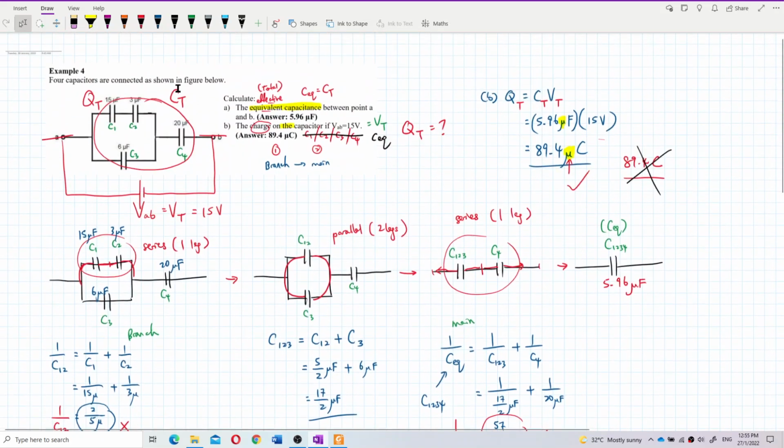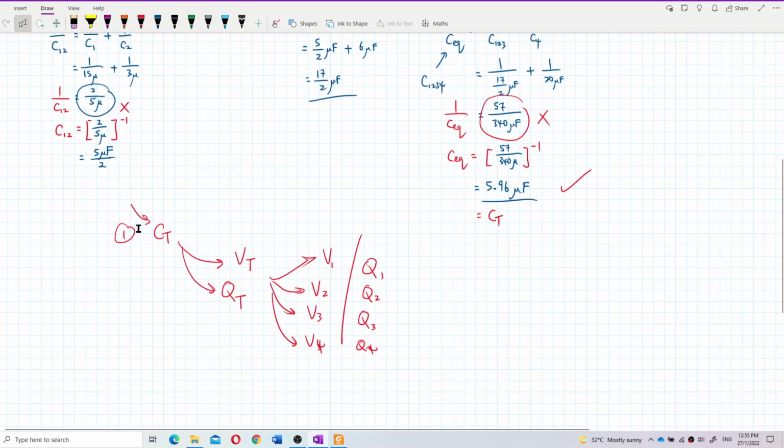Like in capacitance, we learned that we need to find the total capacitance. After that, we got the total capacitance, we go to find the total voltage or total charge. And then in the end, we find the voltage or charge for each individual capacitor. Yeah, V1, V2, V3, V4, Q1, Q2, Q3, Q4. We always start with finding the total first. In the end, only then do we go to the individual charge and voltage.